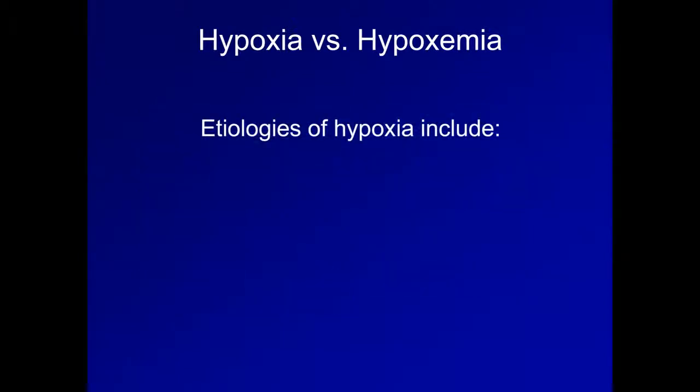The most common clinically relevant etiology of hypoxia is in fact hypoxemia. In other words, the most common reason that peripheral tissues do not receive adequate oxygen for metabolism is because the concentration of oxygen in the blood is too low. However, there are several other etiologies that should be considered. Severe anemia, which is in essence a reduction in the concentration of hemoglobin, can lead to hypoxia by decreasing the oxygen carrying capacity of blood.